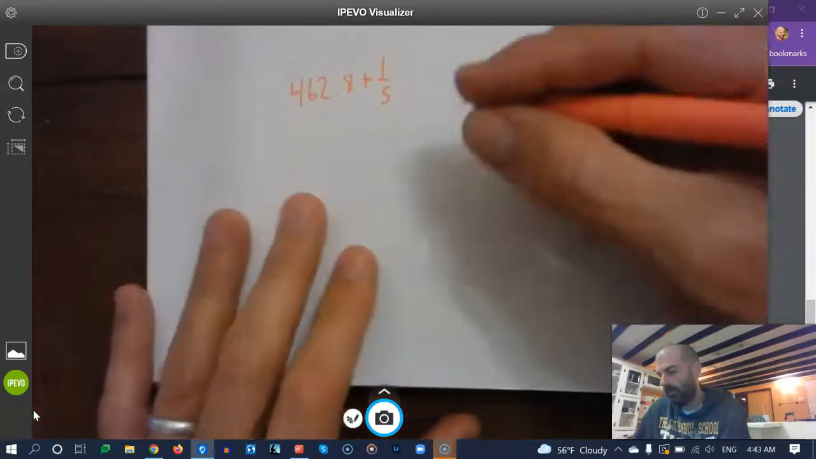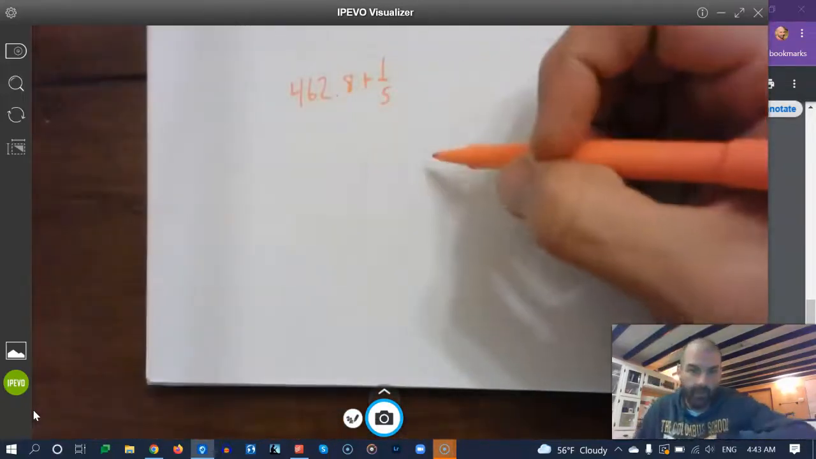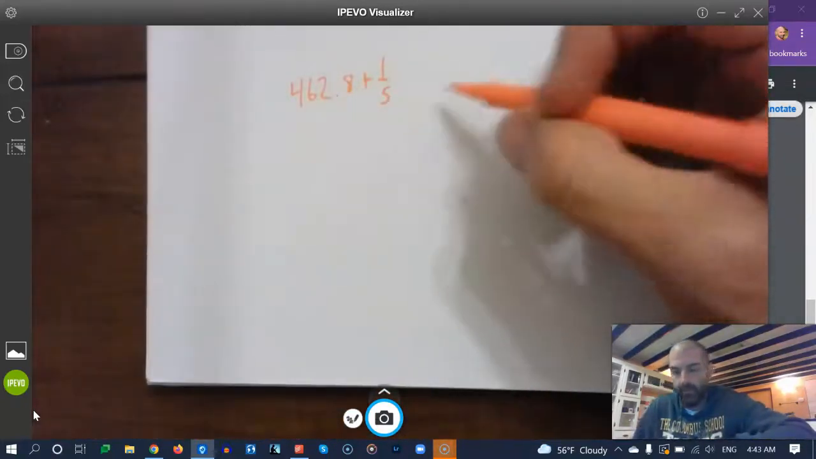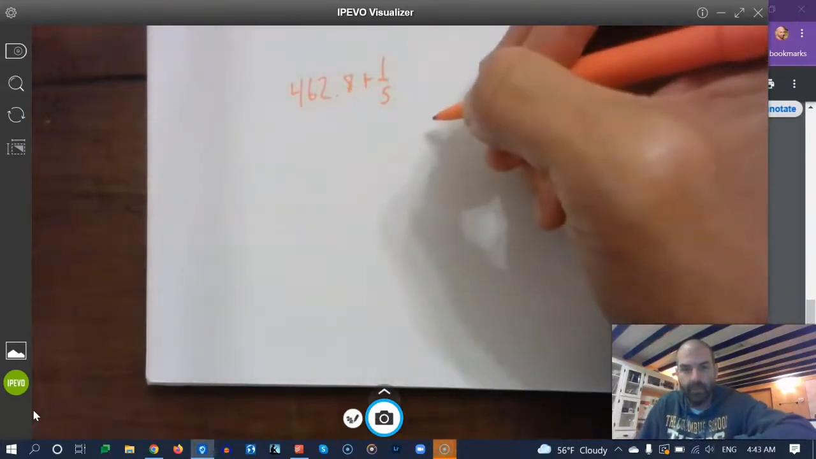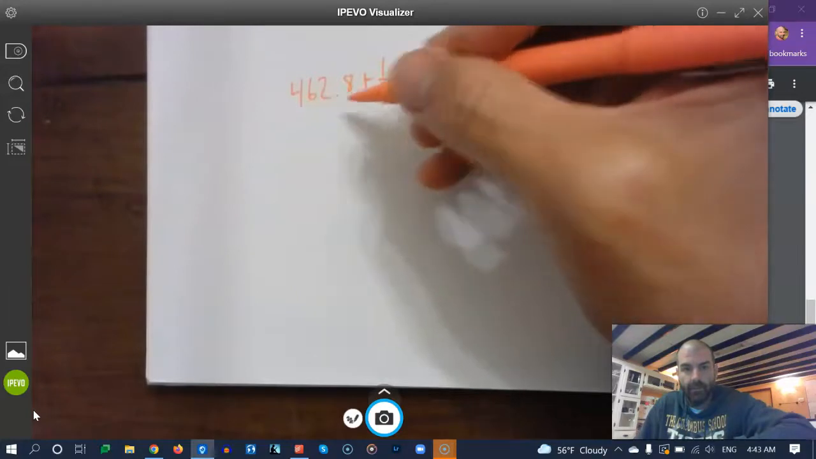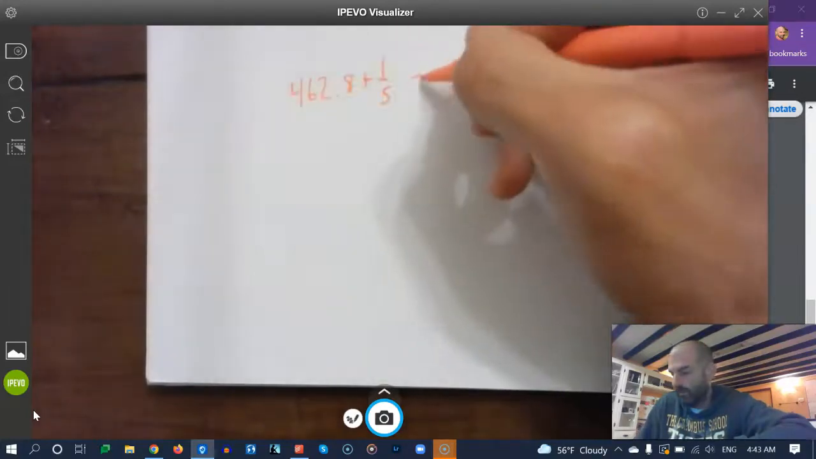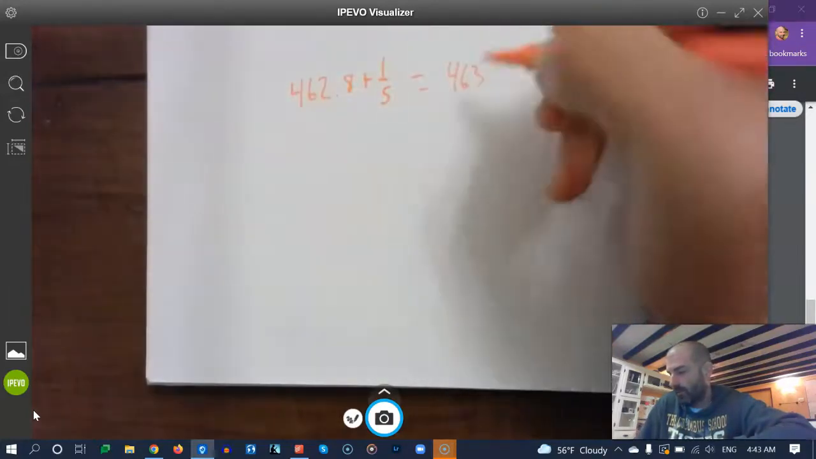Alrighty here. 462 and 8/10 plus 1/5. Well, I could do a bunch of different stuff here, but I do know that 1/5 equals 2/10. And then 2/10 plus this is just going to give me 463.